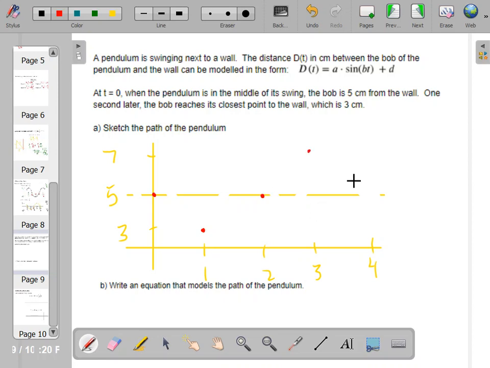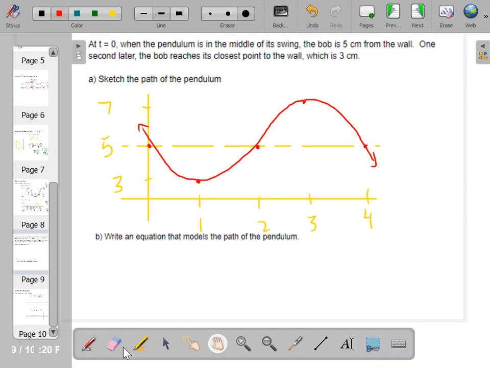It's going to swing away and it's going to come back and it's going to look something like, oh, that's terrible. Let's try better. Do better. It's going to look something like this. Okay. So how do we write the equation for that? Well, first of all, there's a midline of 5, so 5 plus. The amplitude is 2, and since it's upside down, I'm actually going to make this minus 2.